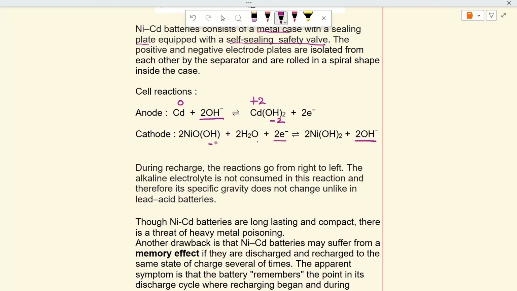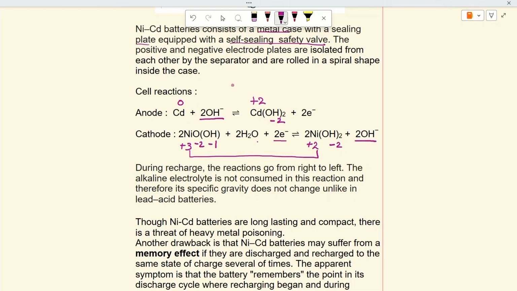Now, here OH has got a -1 charge, oxygen -2. So, nickel will be in the +3 oxidation state, and here we have hydroxyl ions -1, we have 2 of them. So, there is -2, and here nickel goes into the +2 oxidation state. So, nickel gets reduced from +3 to +2 oxidation state, and therefore, we can call that a reduction, and therefore, there is a cathodic reaction.